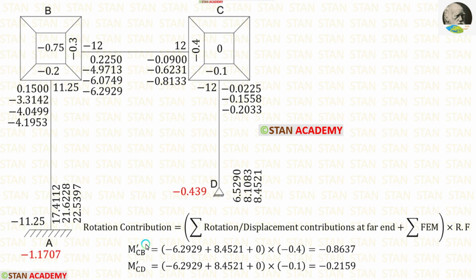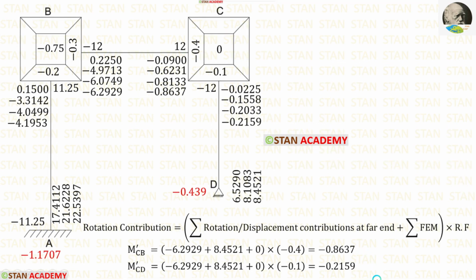Now let us find m dash CB and m dash CD. In the point B, we have the rotation contribution, and in the point D, we have the displacement contribution. The summation of the fixed end moment is 0. The rotation factor for CB is minus 0.4 and for CD is minus 0.1. After the calculation, we are getting m dash CB and m dash CD. Let us apply the values of m dash CB and m dash CD.